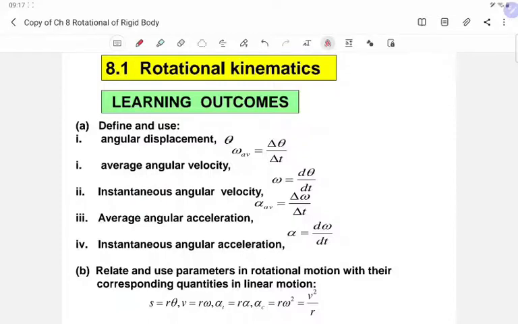So for chapter 8, because we are talking about an object moving in rotation, you need to know the definition and use angular displacement, average angular velocity, instantaneous angular velocity, and also for the acceleration. So there is another word, angular, meaning that we are talking about motion moving in circle or rotation.